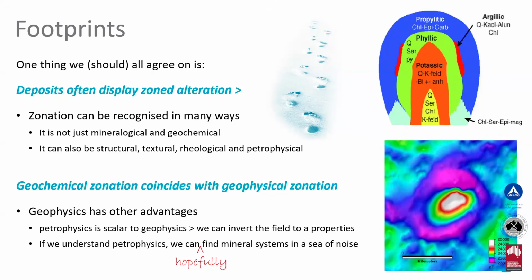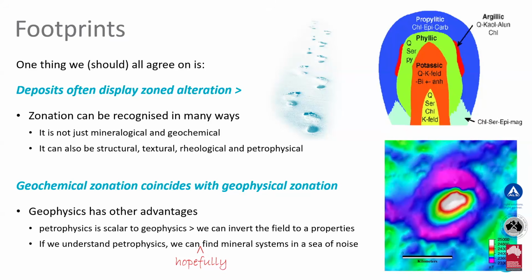And all I'm talking about there is alteration zonation. So you can see here the classic porphyry model. We've got zonation, potassic alteration in the core, going out to phyllic, and then propylitic. And sometimes the argillic here, I think, can have magnetite associated with it. Often, excuse me, magnetite's associated with the core.